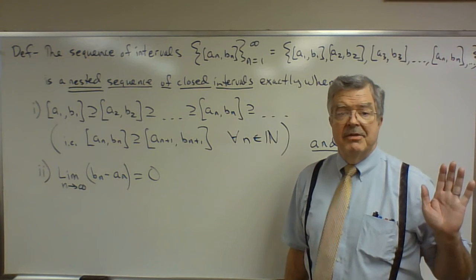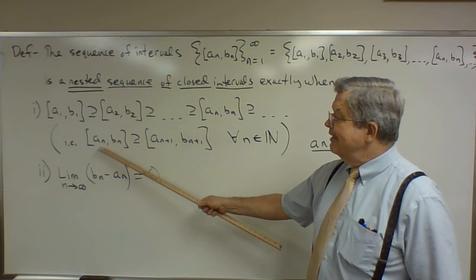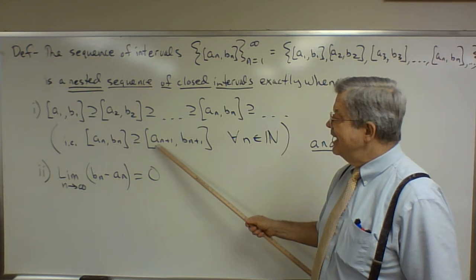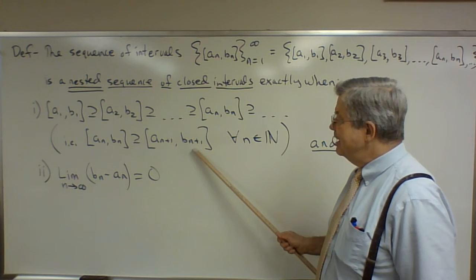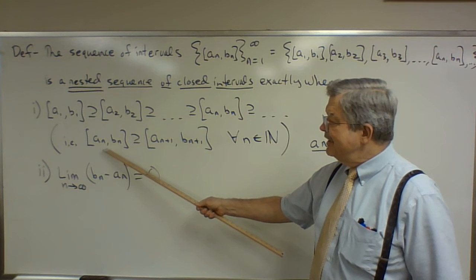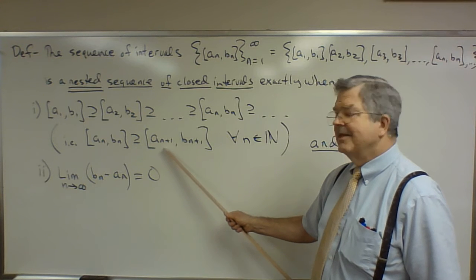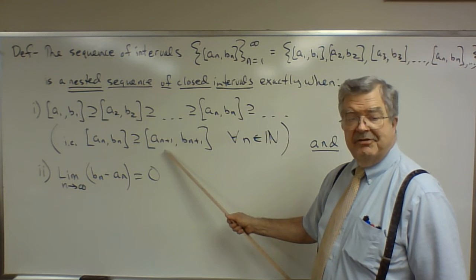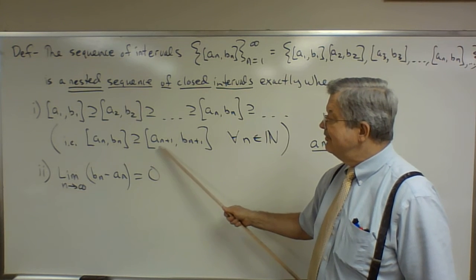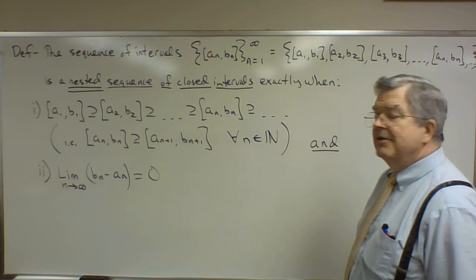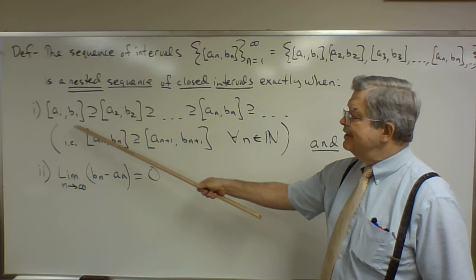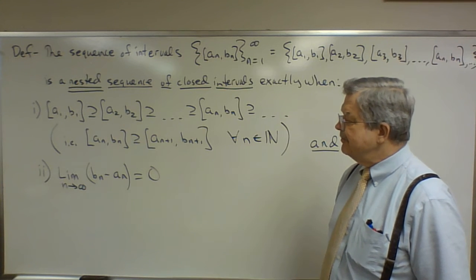Now, we could describe this another way. We could say that the interval a sub n, b sub n contains the interval a sub n plus 1, b sub n plus 1. In other words, every interval in this sequence contains its immediate successor. So that's the first criterion. Every interval in the sequence contains its immediate successor.